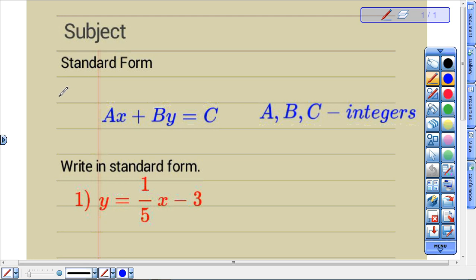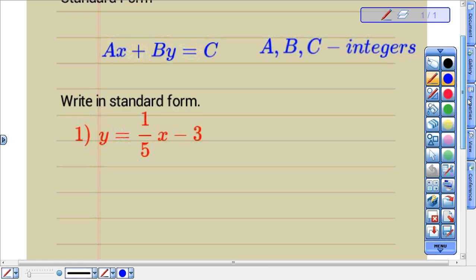The standard form for a linear equation is an equation in the format ax plus by equals c, where the numbers a, b, and c are integers. Also, as you notice here, the variables x and y are together on the same side, so the coefficients a and b cannot both be 0. So let's do some examples of transforming an equation to the standard form.